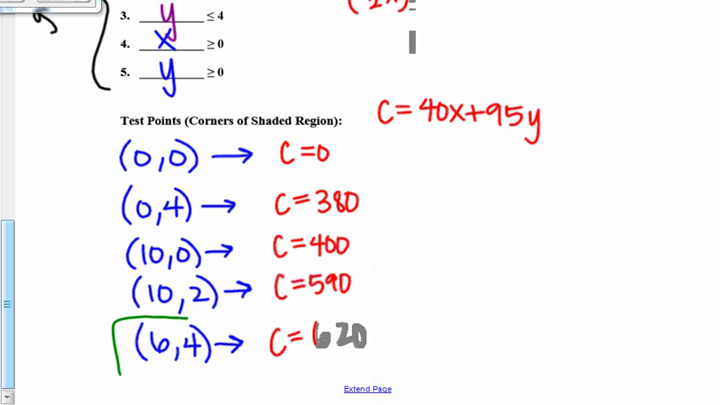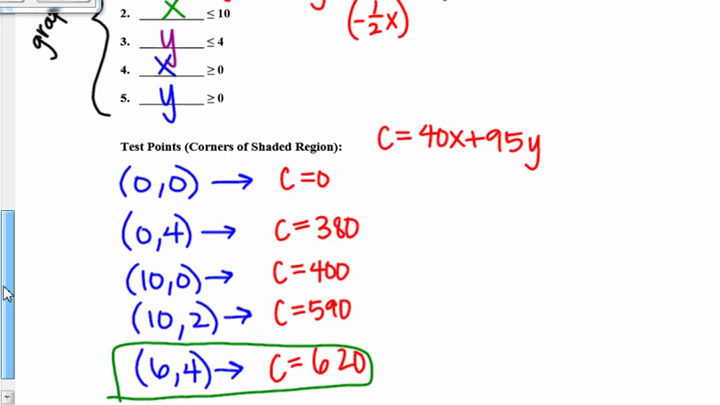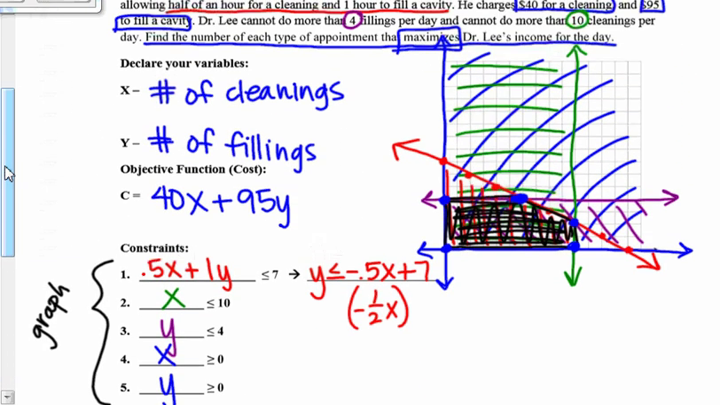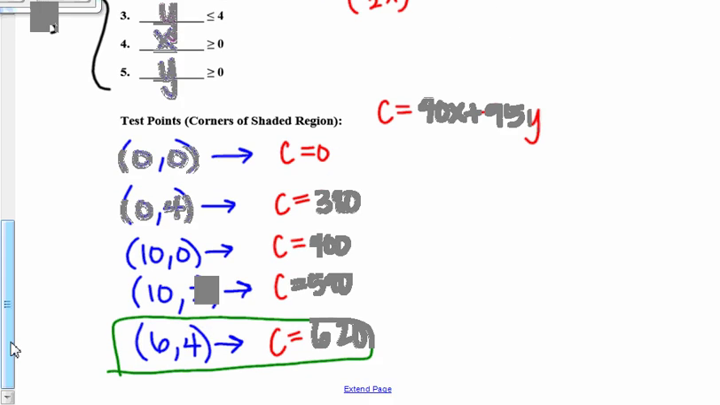620. That was the biggest number. So 6, 4 is my answer. X, y. He should schedule 6 cleanings and 4 fillings in order to maximize his profit for that day.